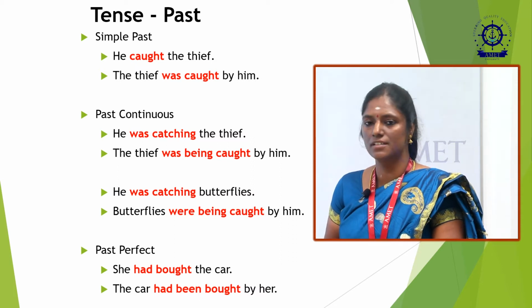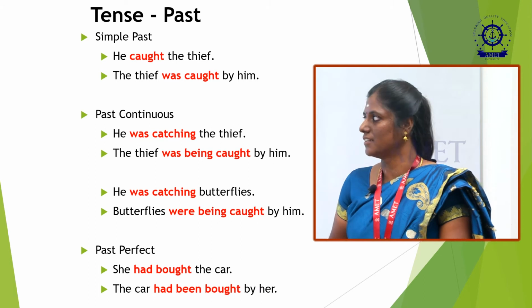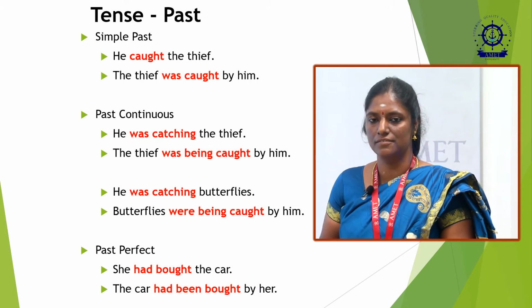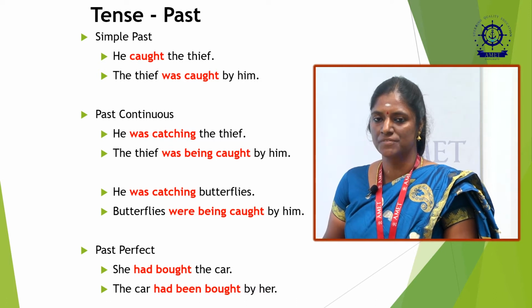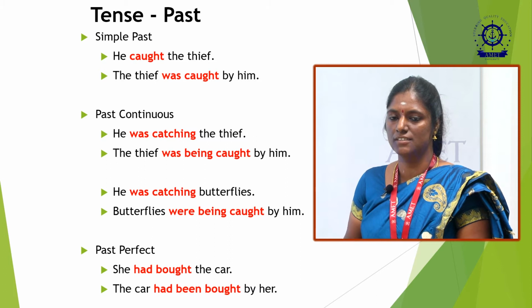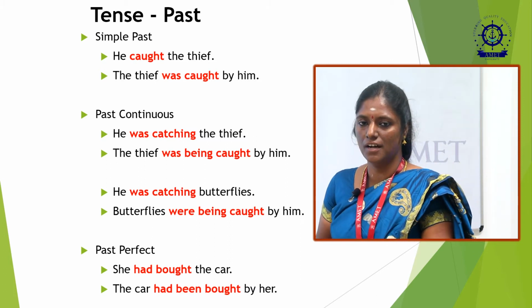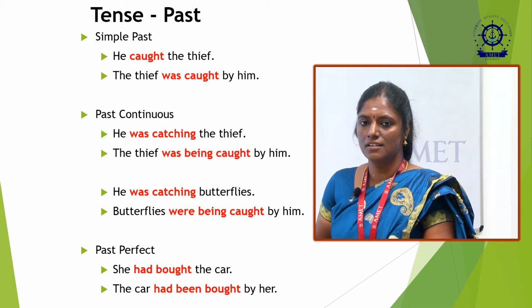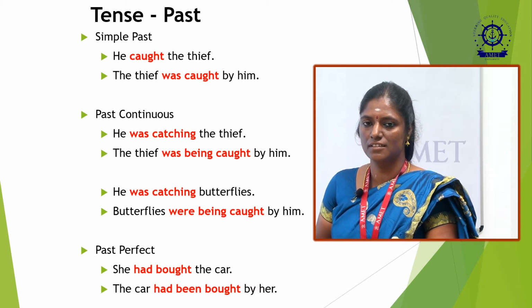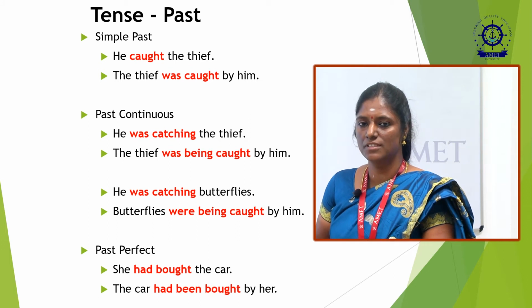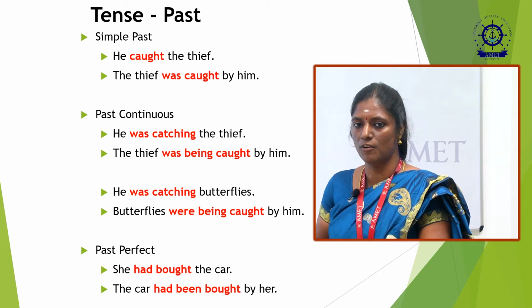Let's see the first one, simple past. He caught the thief. The same structure, the same rules to be followed here too. So we are taking the object here, the thief was. Past tense plural, were, past tense singular, we have to use was. Here the thief is only singular. So we are using was. The thief was caught by him.